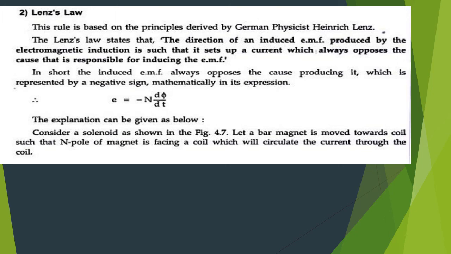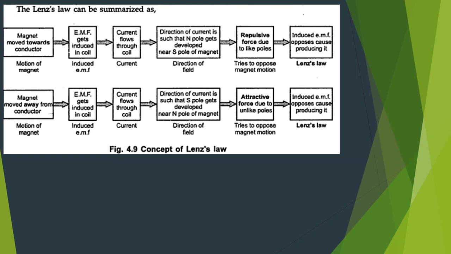If you consider a solenoid and the experiment where a bar magnet is moved in the coil, we can easily observe the motion with the help of a galvanometer. Here is a summary which gave a concept of Lenz's law. We stop here.